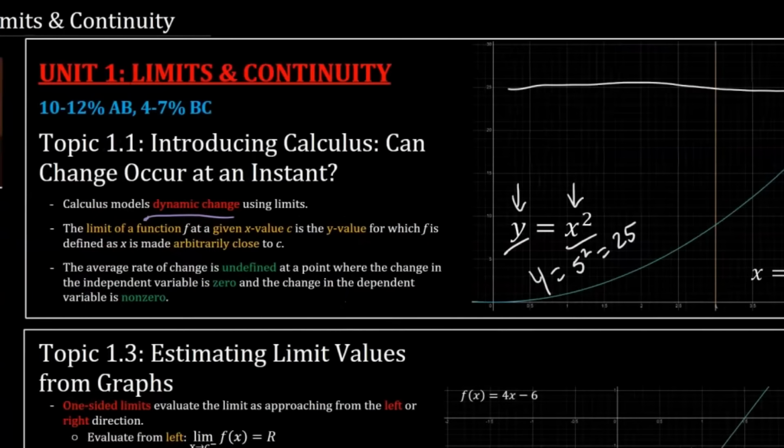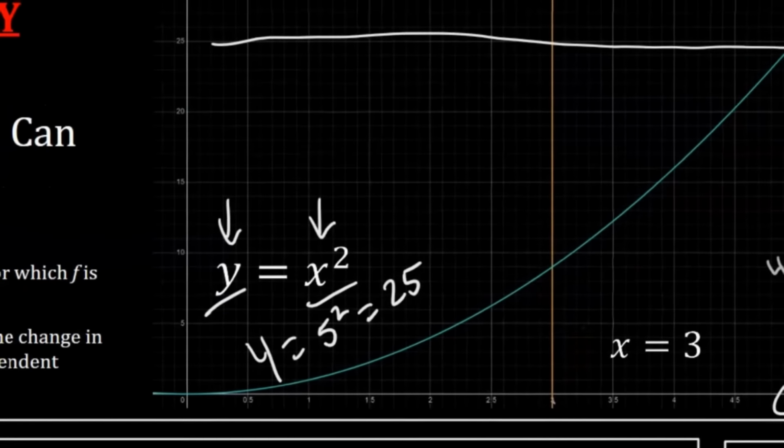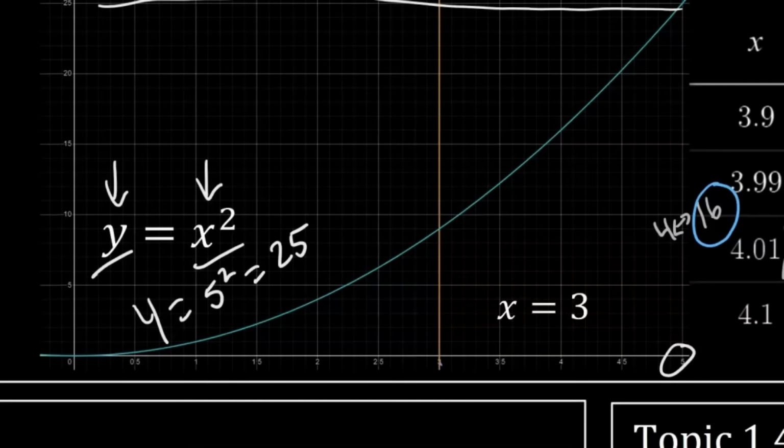Now, the other thing the College Board wants you to know for this topic is that the average rate of change is undefined when the change in the independent variable is 0 and the change in the dependent variable is non-zero. So essentially, that's a vertical line. With a vertical line, there is an undefined rate of change. And that's all you need to know for topic 1.1.